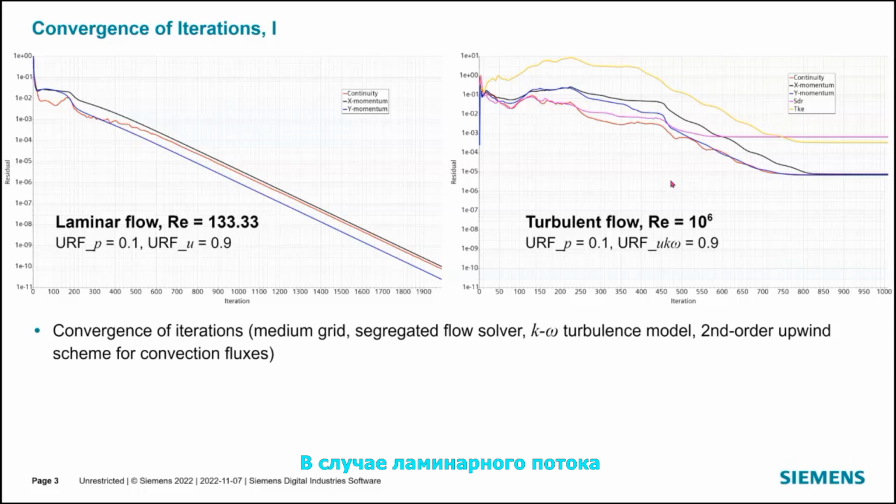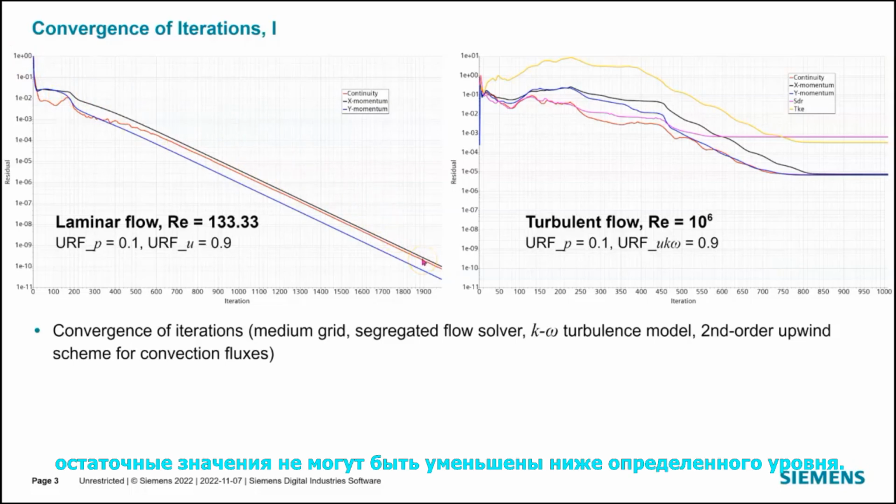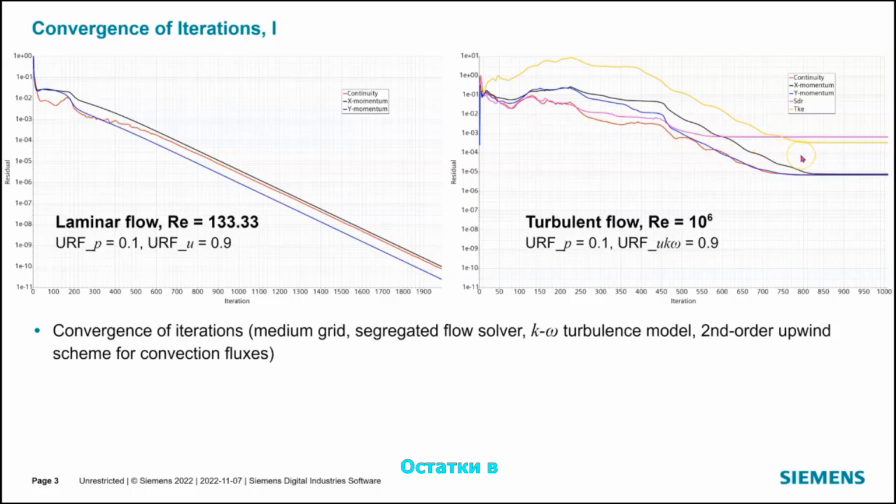In the case of a laminar flow, residuals can be reduced down to the round-off level. After an initial period, the rate of residual reduction becomes constant as in linear problems. In the case of a turbulent flow, residuals cannot be reduced below a certain level. The residuals for continuity and momentum equations stall at 10 to minus 5 and for k and epsilon between 10 to minus 3 and 10 to minus 4.